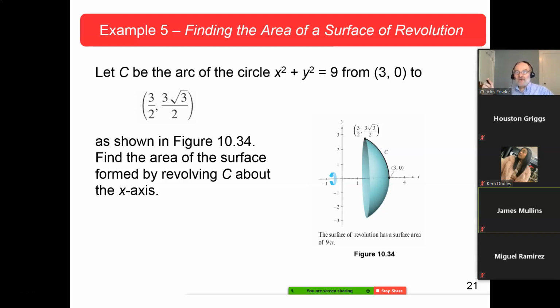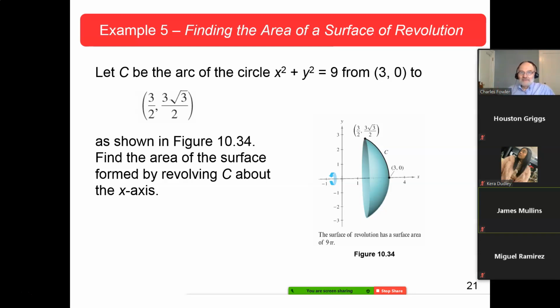Let C be the arc of the circle x squared plus y squared is equal to 9, from (3, 0), that certainly is on the circle, up to (3/2, 3 root 3 over 2).